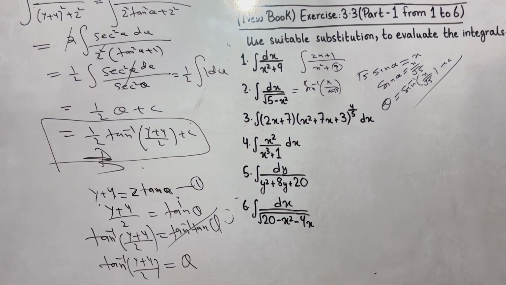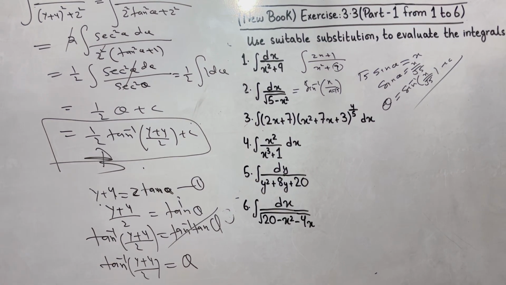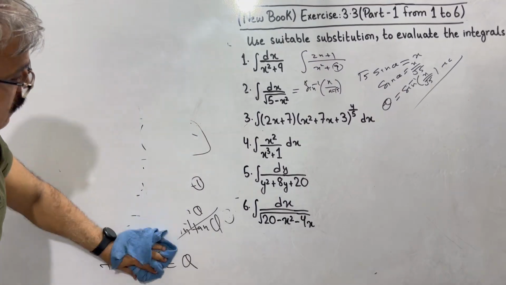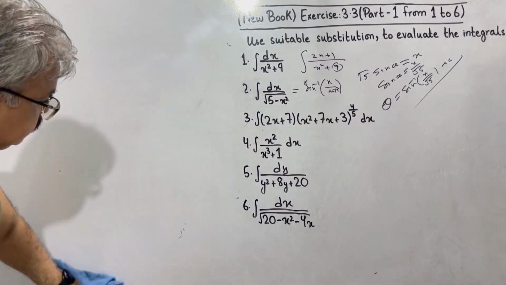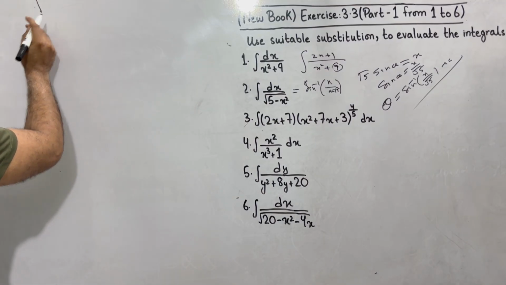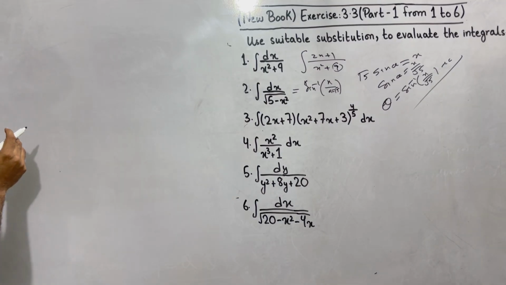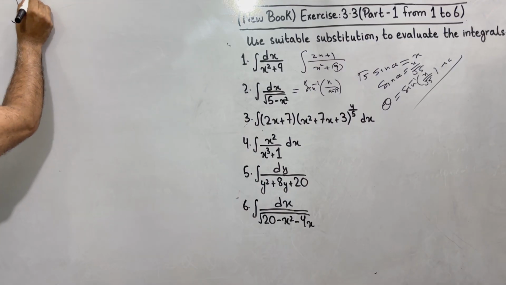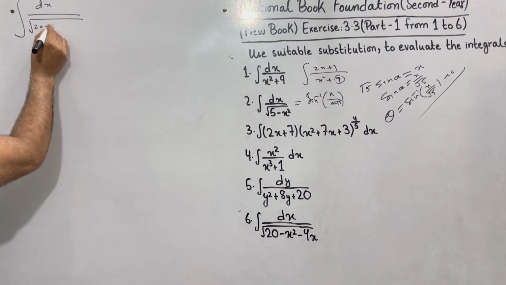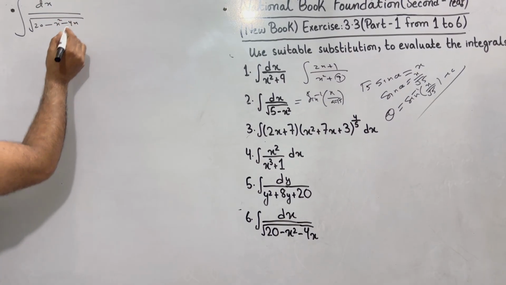Okay, cool. Moving towards the final question. Let me manage this space properly. We have dx over root of 20 minus x square minus 4x.